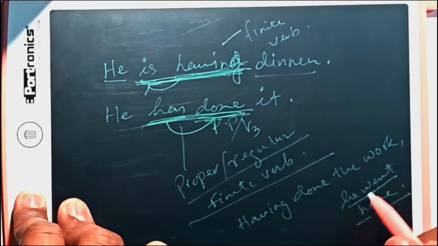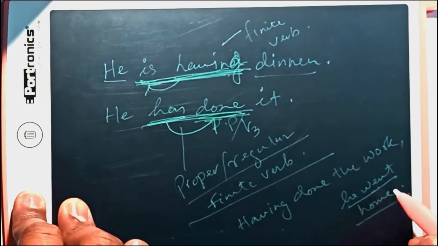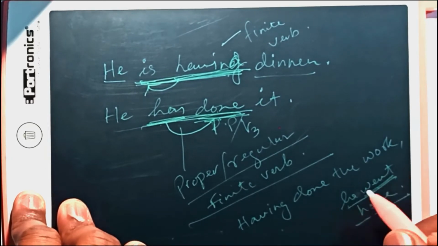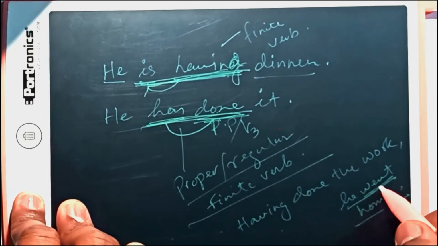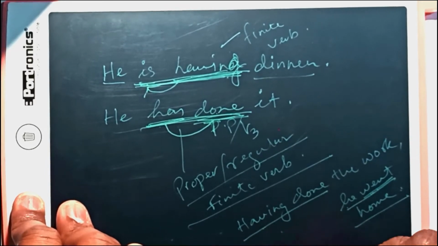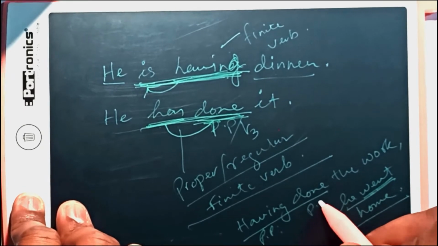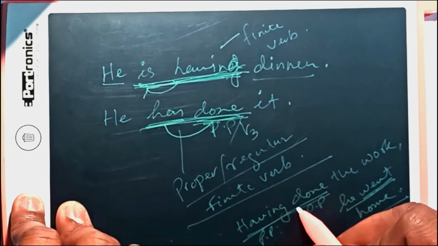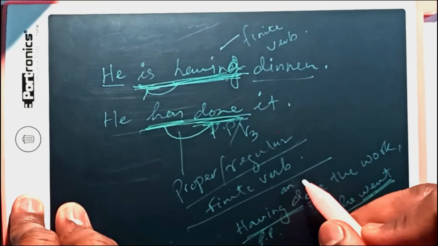So I am going to show you this kind of thing in a chart. Without an auxiliary verb, this is correct. He went home is a proper tense. But in this case, you see, having done, participles, whether present participle or past participle, these forms always need an auxiliary verb.